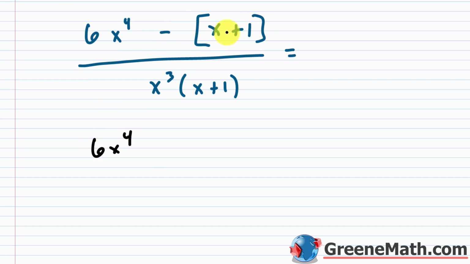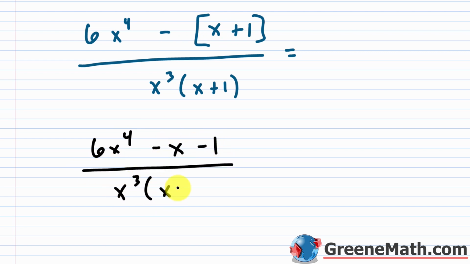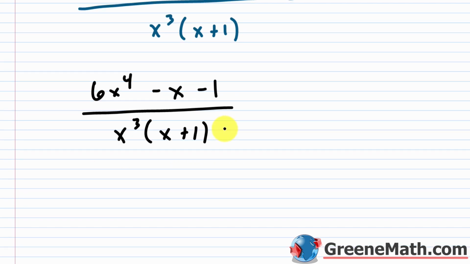I'm going to basically change the sign of each term inside the brackets here. So minus x and then minus 1. And then this is over x cubed times the quantity x plus 1. Now, whenever we think about a fraction or a rational expression, we always want to report an answer in the simplified form, right? So we want to factor the numerator and denominator and cancel any common factors.